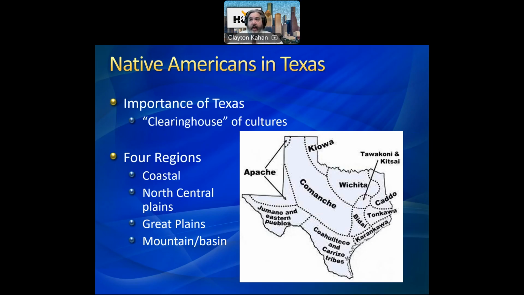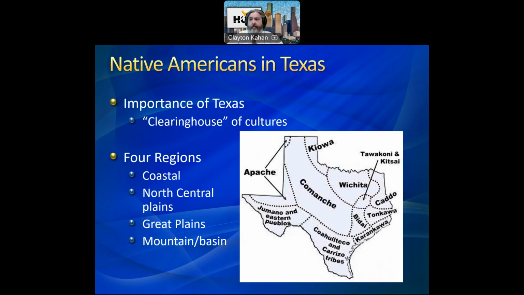This is the area around the Gulf Coast, but it has groups like the Karankawa, the Tonkawa, the Bidai, the Coahuiltecans, Carrizos, all sorts of different groups within that Gulf Coast region.